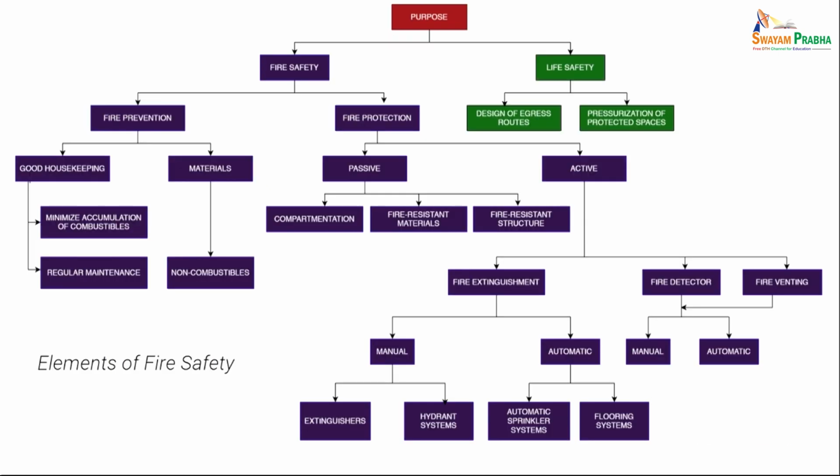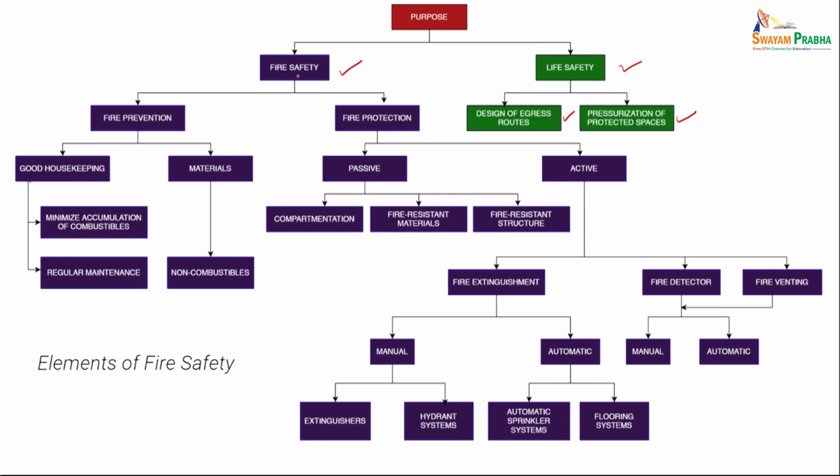Now, if we try to summarize, this is developed from the manual of fire safety. The purpose of the entire subject can be divided into two: one is fire safety, the other is life safety. Life safety is taking out the human component. So, design of egress, that means coming out, and pressurization, which is an active method, end the life safety part.